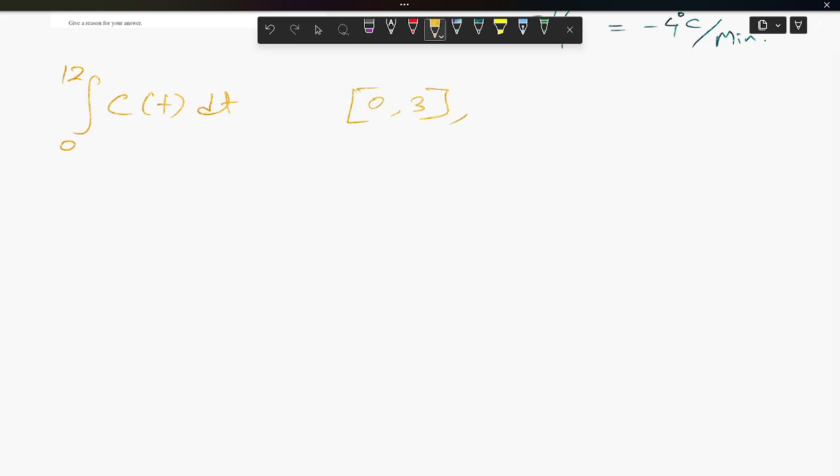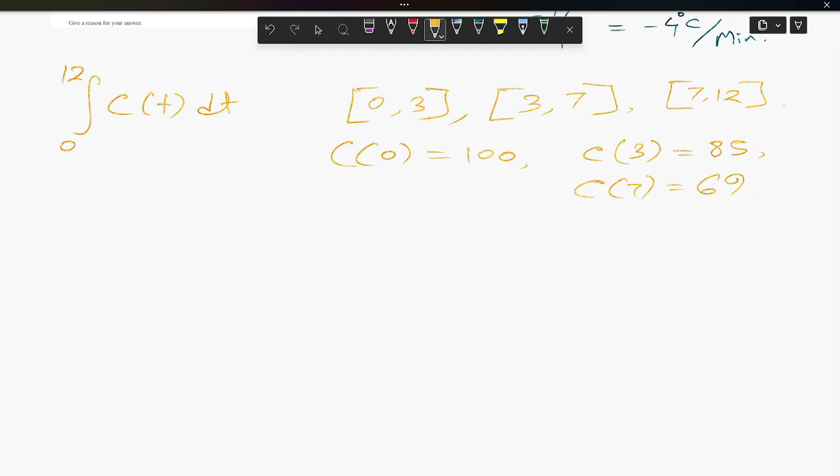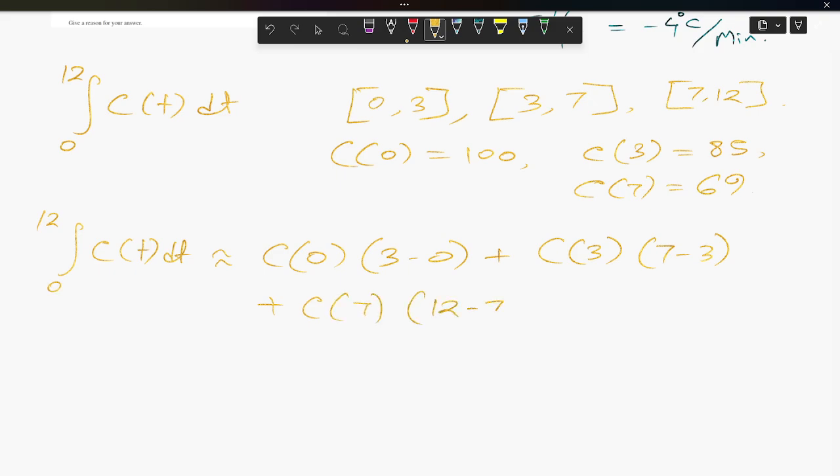So now the subintervals are closed 0 to 3, closed 3 to 7, and closed 7 to 12. The left endpoints give C(0) equal to 100, C(3) equal to 85, and C(7) equal to 69. By using the left Riemann sum, this can be approximated by C(0) times (3 minus 0), plus C(3) times (7 minus 3), plus C(7) times (12 minus 7).